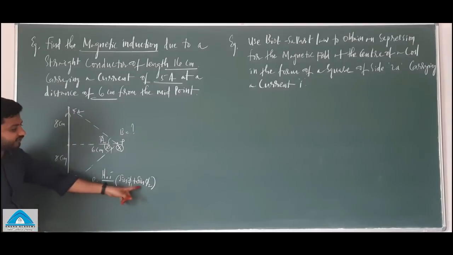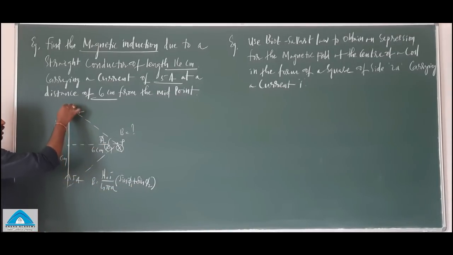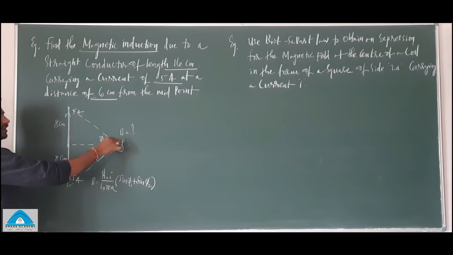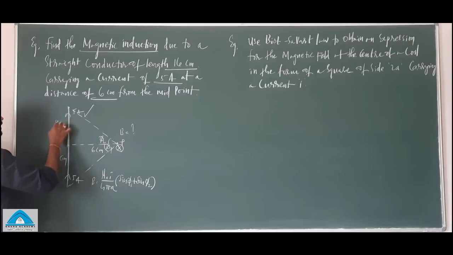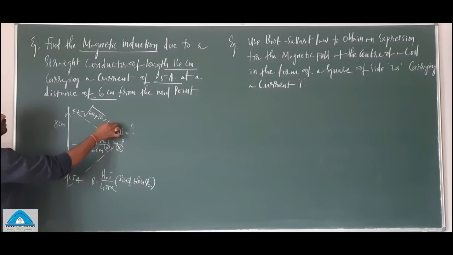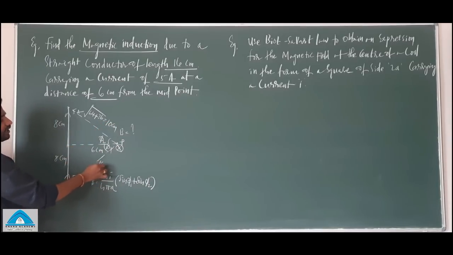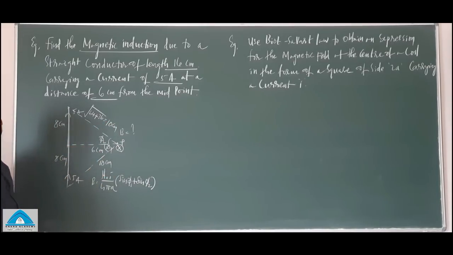Sin phi 2 is also the same: 8 by the hypotenuse. So what is this hypotenuse? Here only you can write. If this is 6 and this is 8, it will be 8 square, 64, plus 6 square, 36. It is root 100. Root 100 is equal to 10. 10 centimeter is the hypotenuse here.